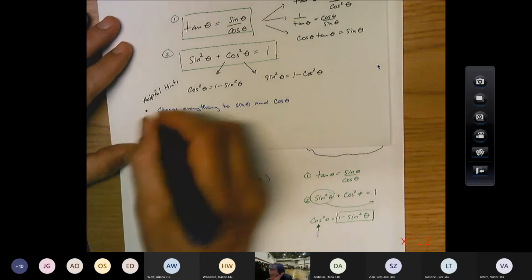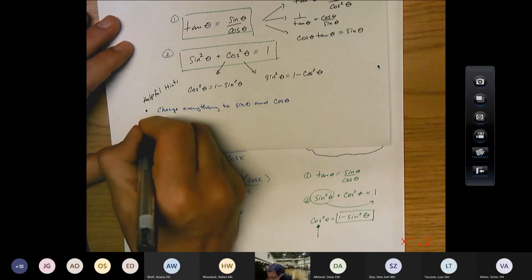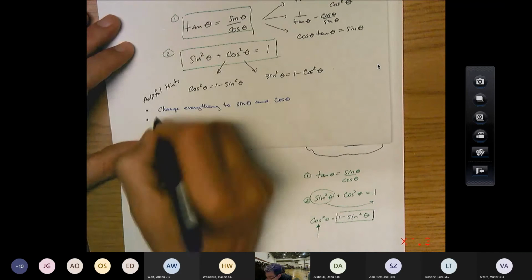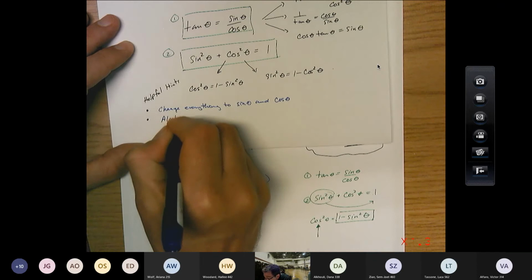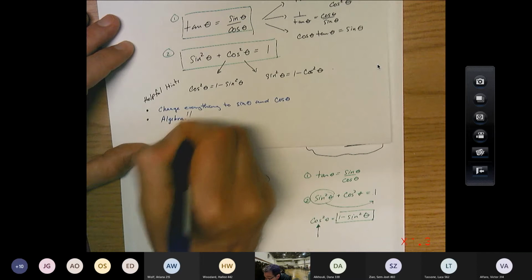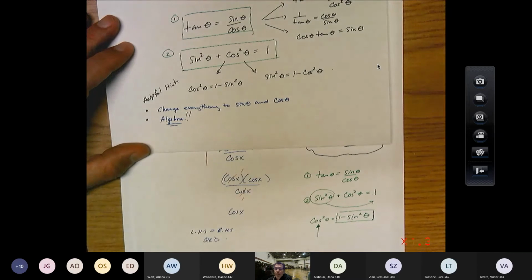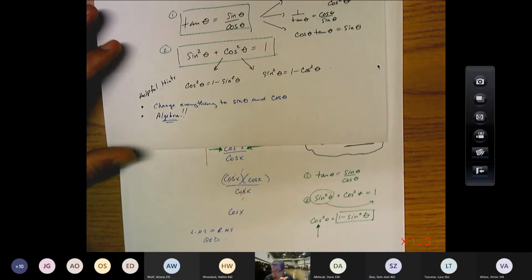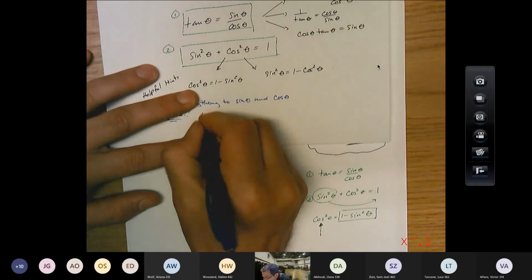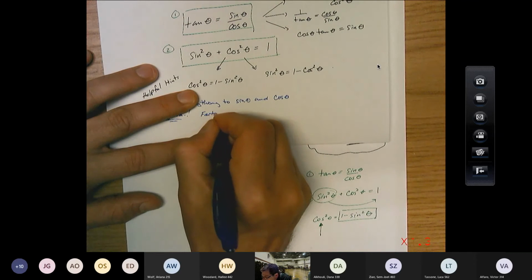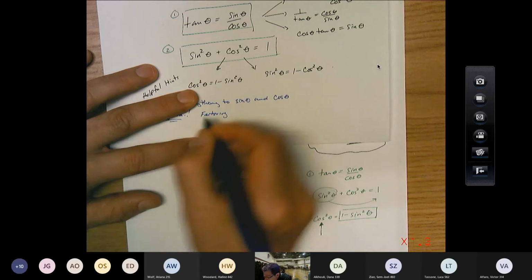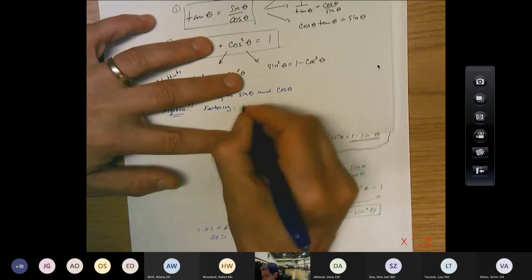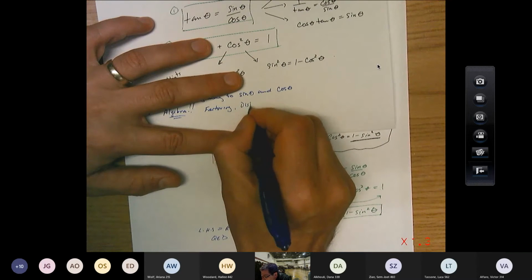And then my next helpful hint was algebra. We got to remember our algebra. So we got to keep in mind factoring. We got to keep in mind the distributive property.